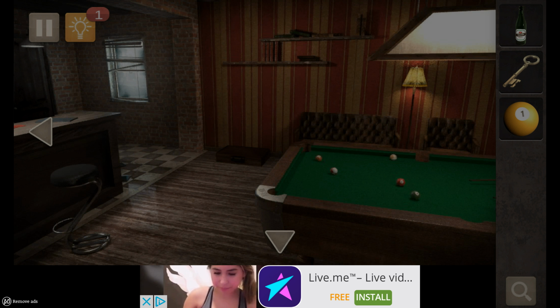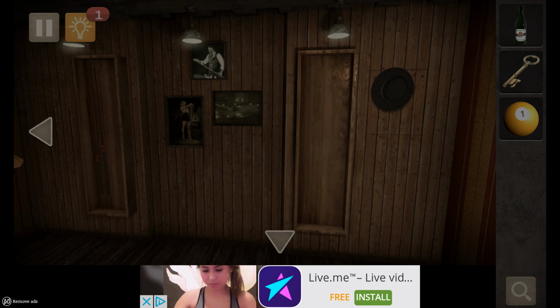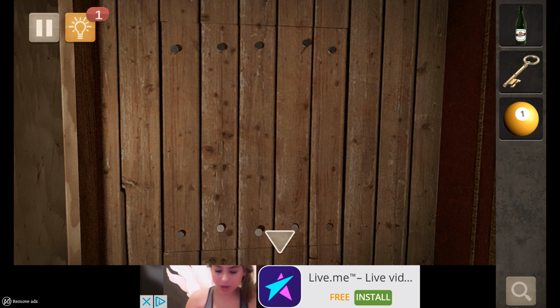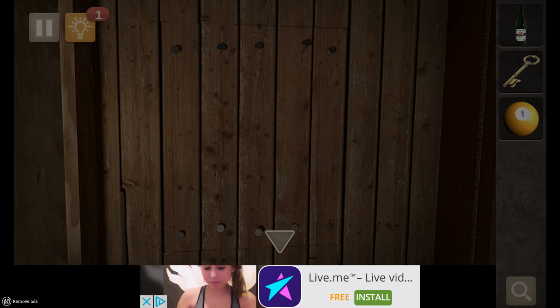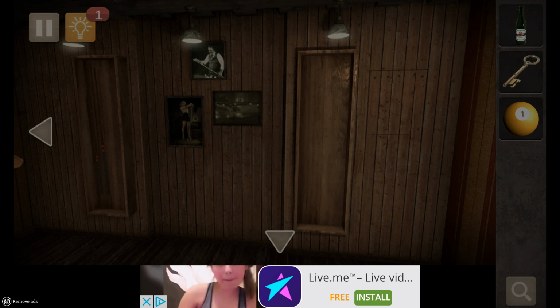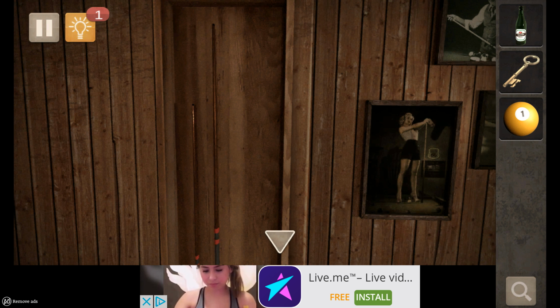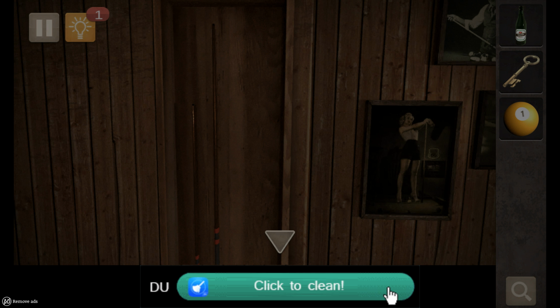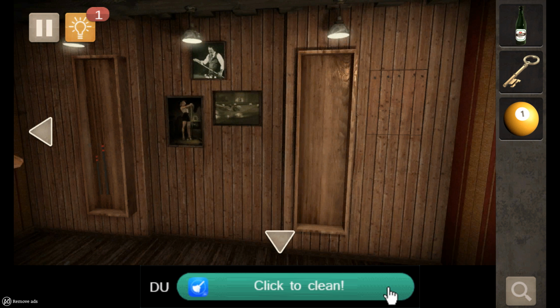I was going to try the kitchen, but it didn't let me, so I'm going to go over here now. Let's pick up this hat. So, nails, we probably need a hammer or a crowbar or something. Something just happened. Okay, must need that later. Okay.